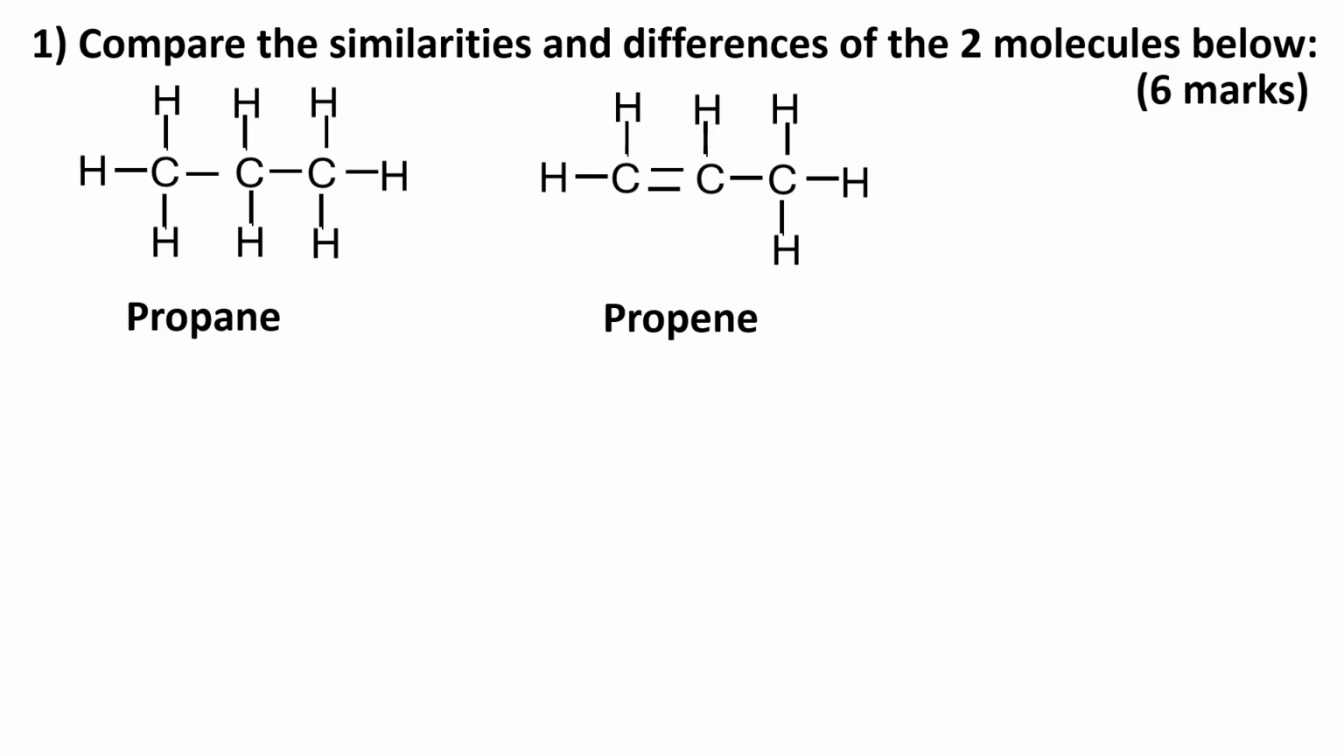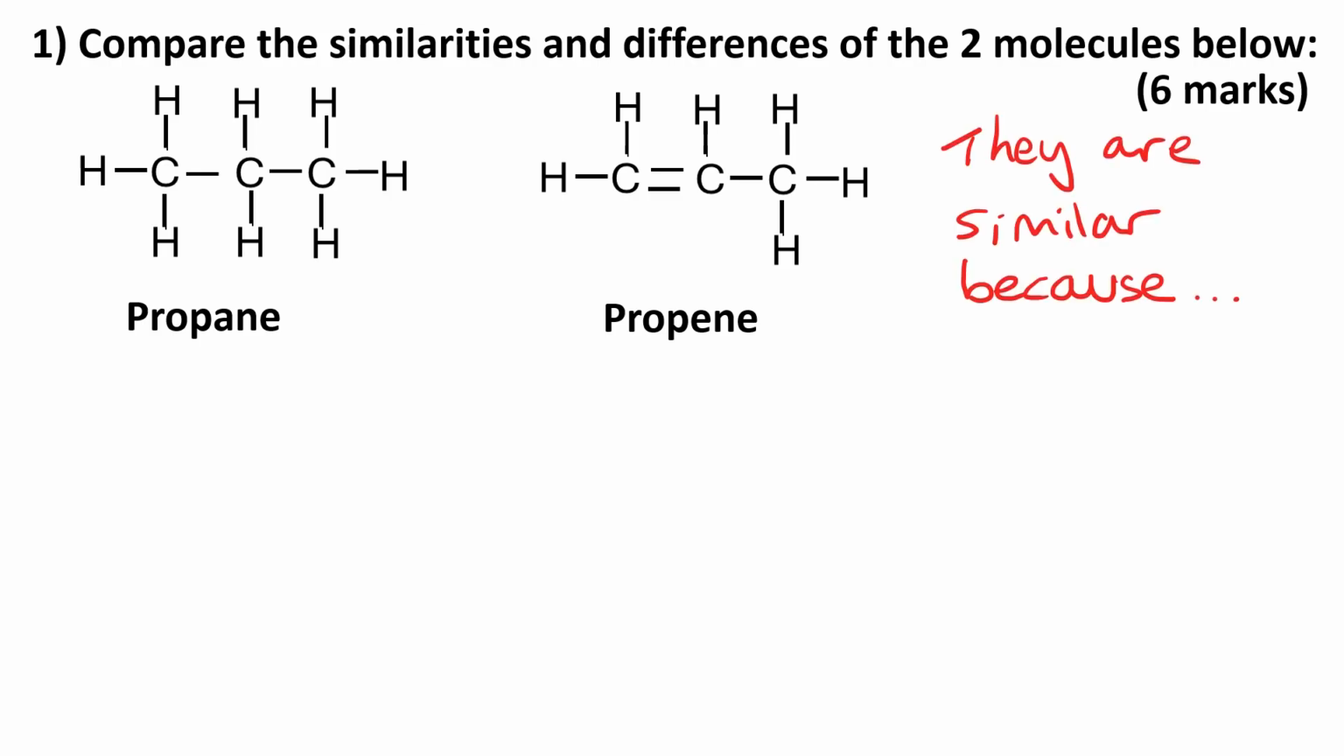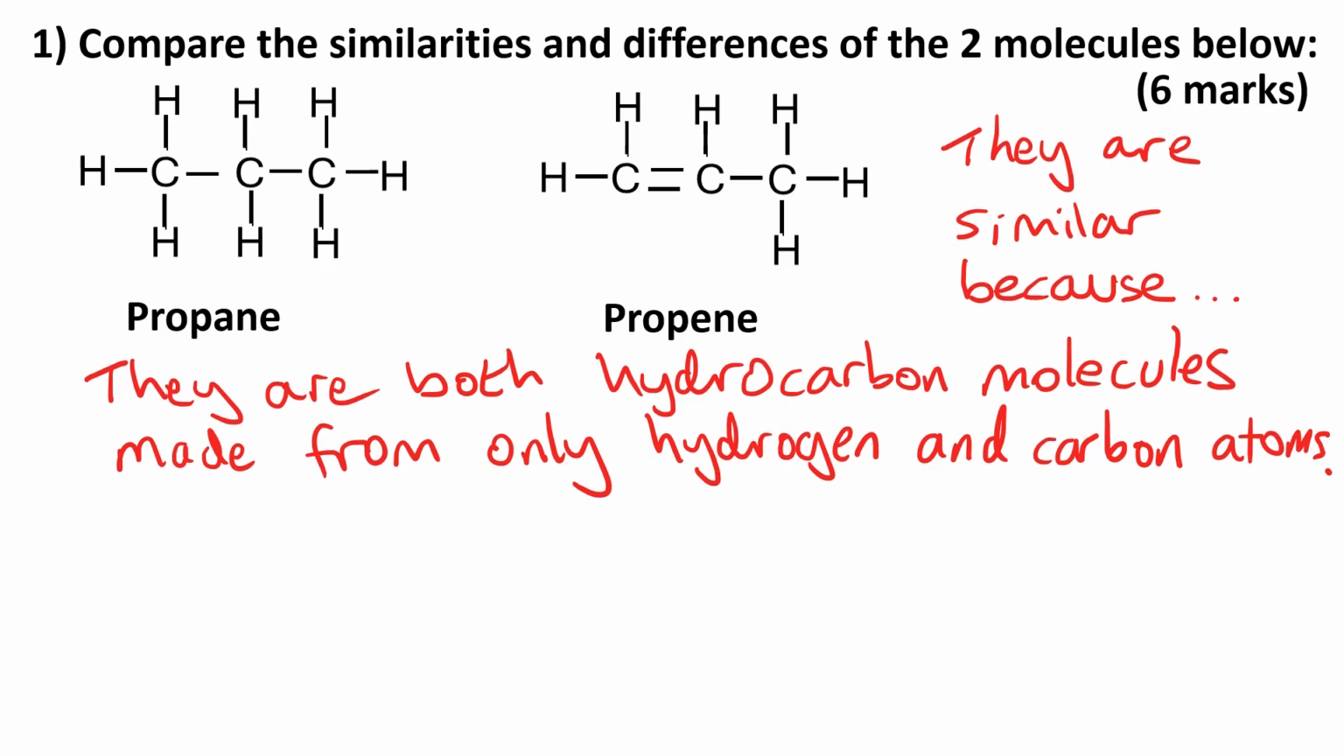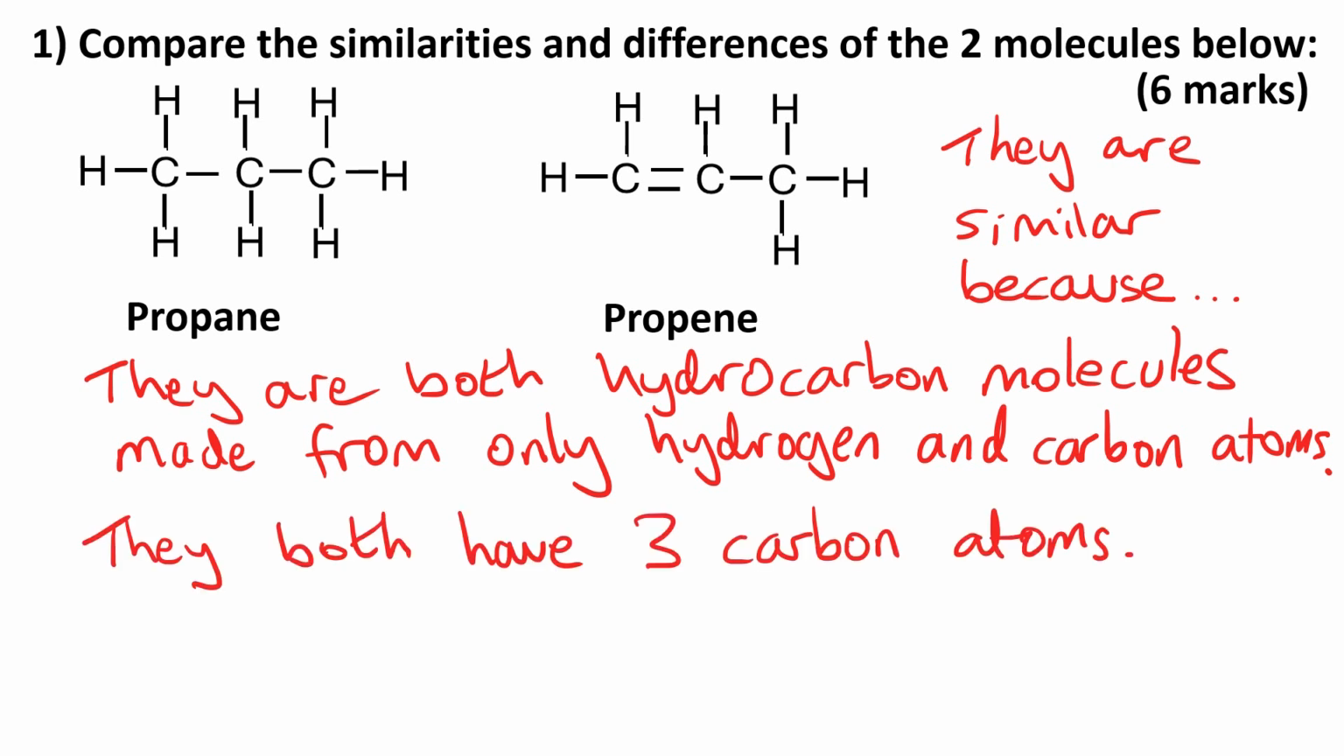Question 1. Compare the similarities and differences of the two molecules below. And there we've got the displayed formulas of propane and propene. So let's start off by saying how they're similar. They're similar because they are both hydrocarbon molecules made from only hydrogen and carbon atoms. They're also both similar because they both have 3 carbon atoms.